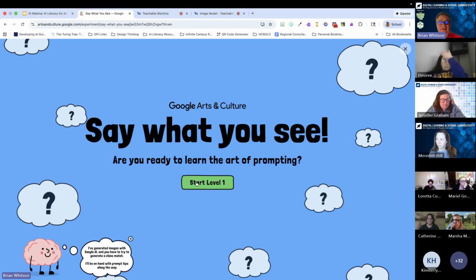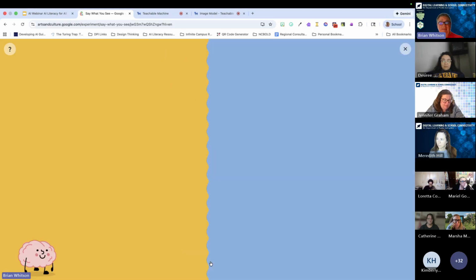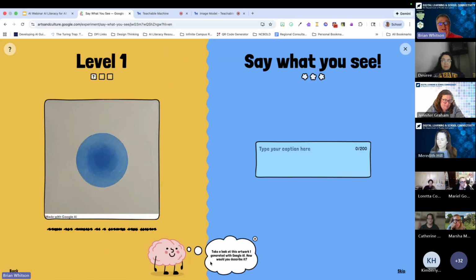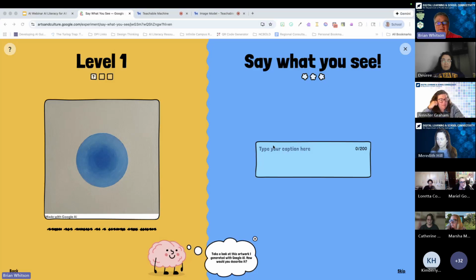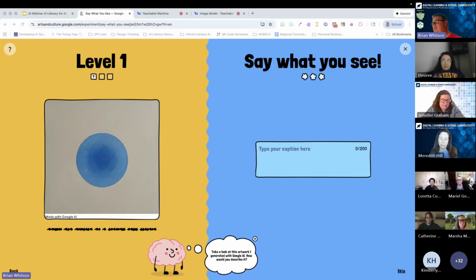And so we're going to go in, and this activity again is free. You don't have to log in, but I'm going to ask you to work with me on this first one. We're going to write a prompt. We're limited to 200 characters, but go ahead and type in the Teams chat what prompt I could type in here on the blue side to generate the image that is on the yellow side. So go ahead and think about that. And remember, you're limited to 200 characters. And I'm going to choose one and just put it in there.